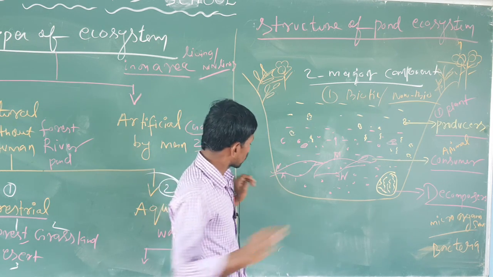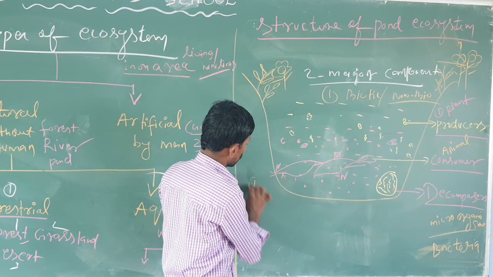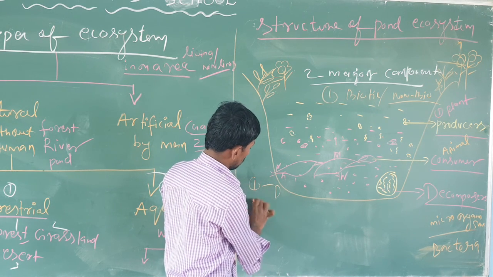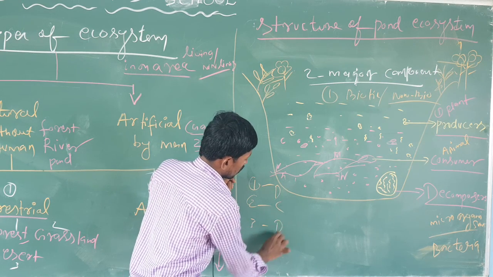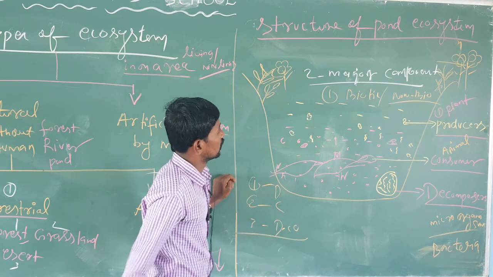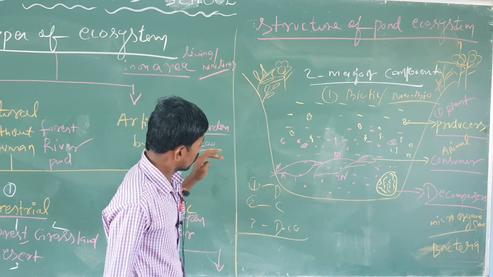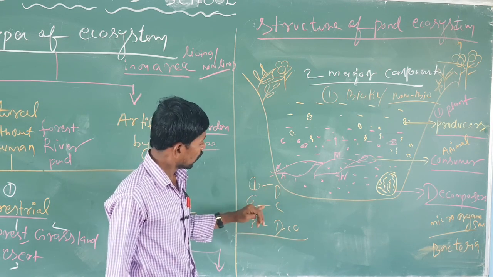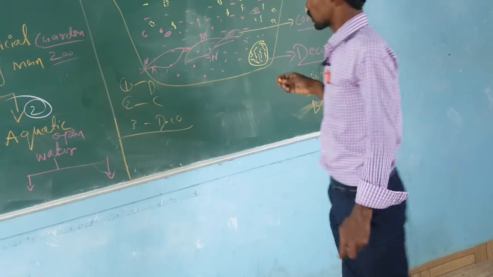These are the biotic examples. First one producer, second one consumer, third one decomposer. The biotic ecosystem has three types: first one producer, second one consumer.